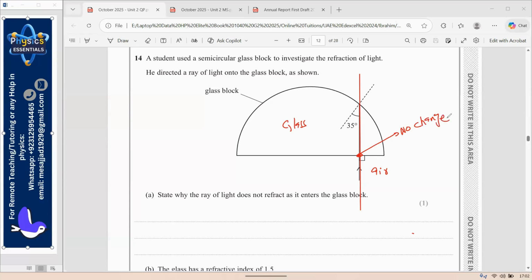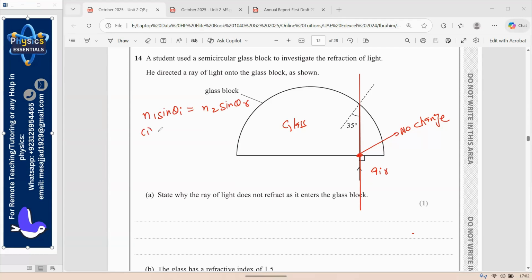Why? Because the ray is entering the glass along the normal. So remember that there is no refraction angle, and you can get it using this formula. Let me show you quickly why we don't have any change in the angle.